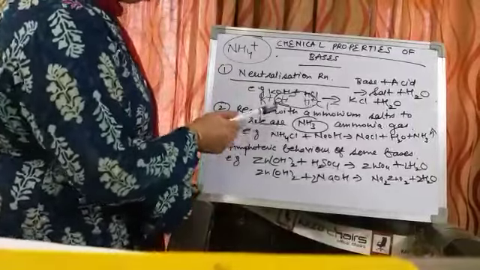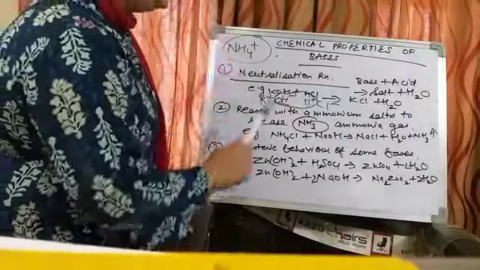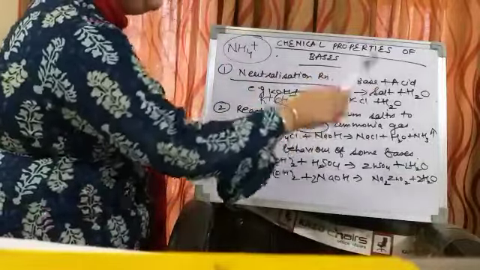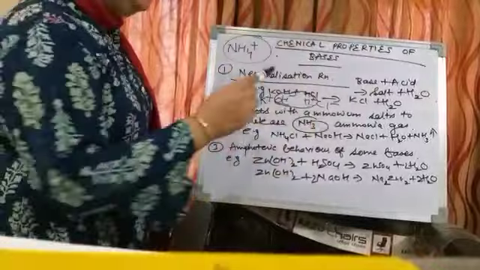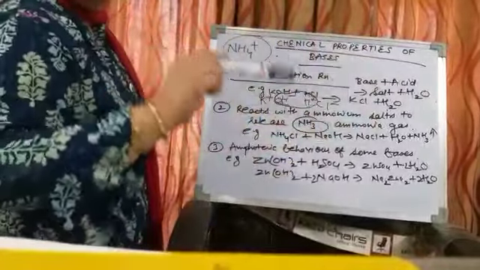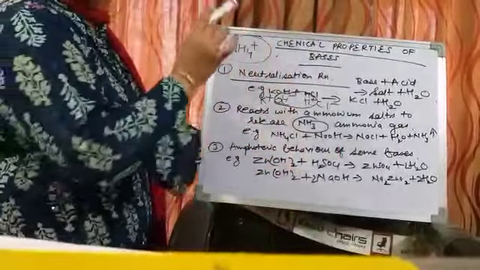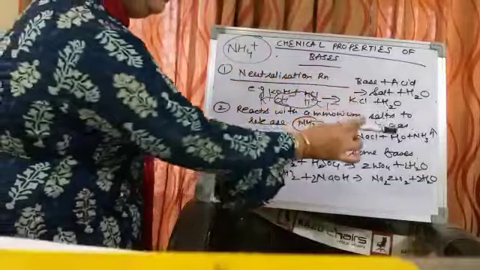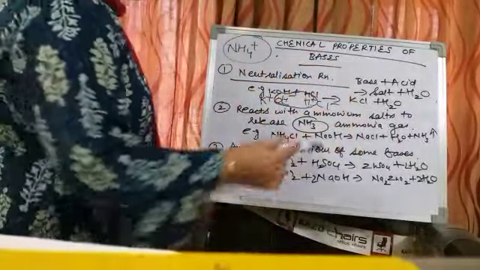So this is the second important chemical property of bases, that bases when they react with any ammonium salt, here I have taken chloride, you can take ammonium nitrate, you can take ammonium sulfate. When I say any ammonium salt, it means the anion can be any, but the cation should be the ammonium radical. When it reacts, it releases ammonia gas.